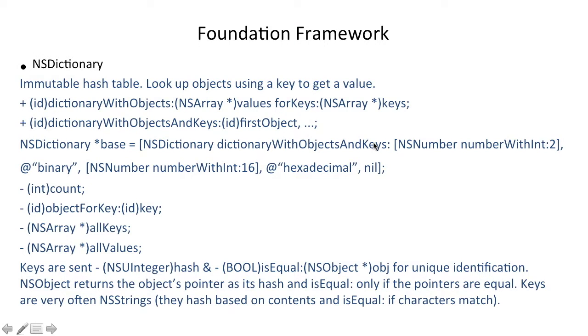There are a lot of properties that you can use. We used objects and keys. You can also use an NSArray of objects and an NSArray of keys. You can make it with numbers. Then they have properties like count, objectForKey, and you can print out all keys or all values. Keys are used as hashes. If you know hash maps, you know what a hash key is. It is used for unique identification, so the key has to be unique.